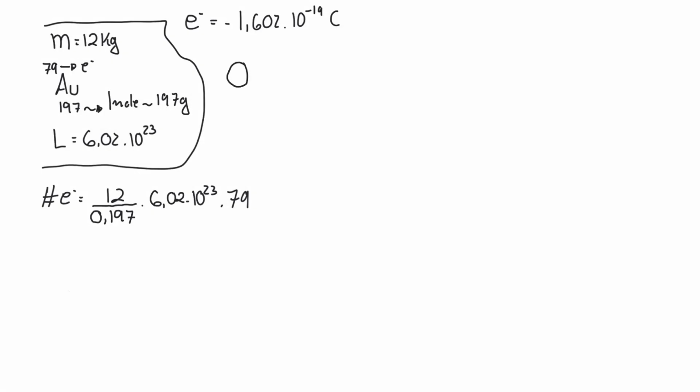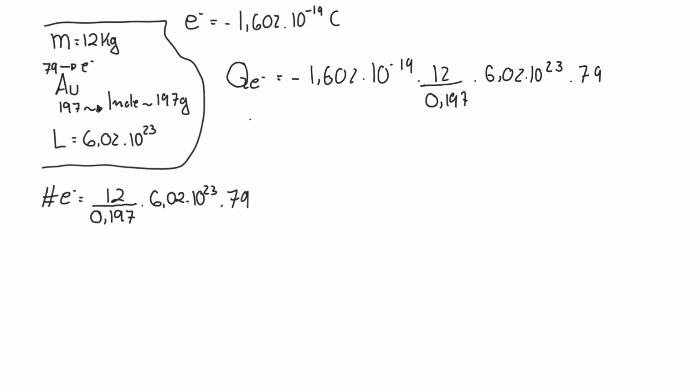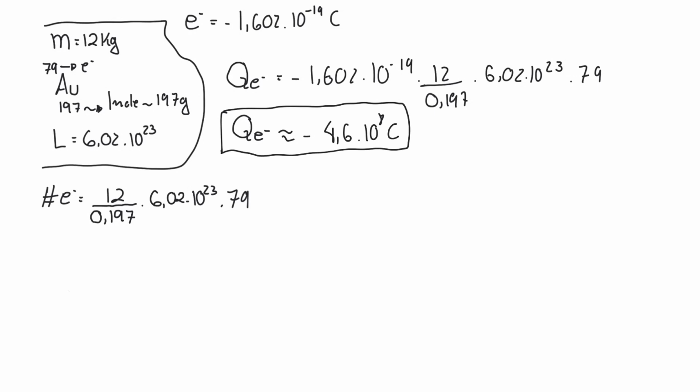And then, the charge of all electrons is equal to minus 1.602 times 10 to minus 19 times 12 divided by 0.197 times 6.02 times 10 to 23 times 79. And this results in a charge of approximately minus 4.6 times 10 to the 8 coulombs. This is the charge of all electrons contained in 12 kilograms of gold.